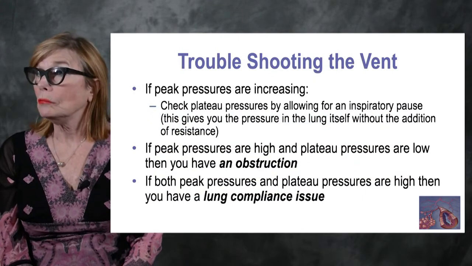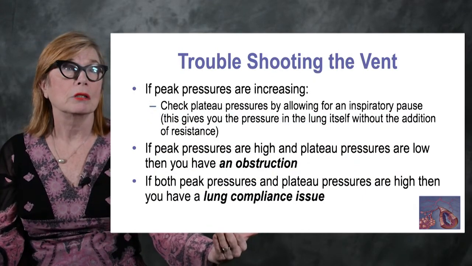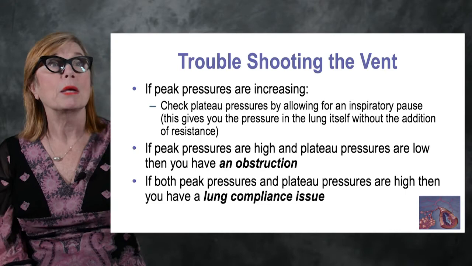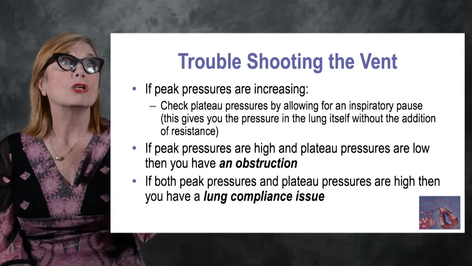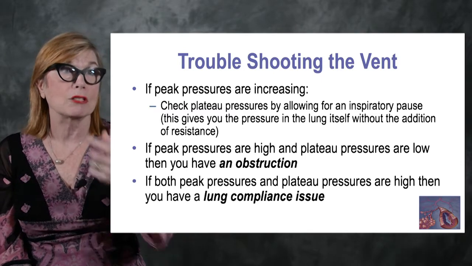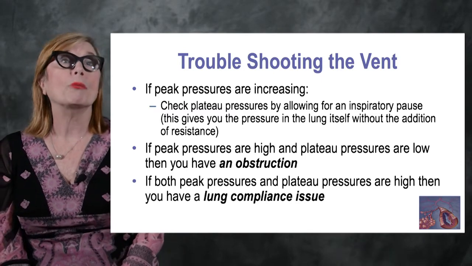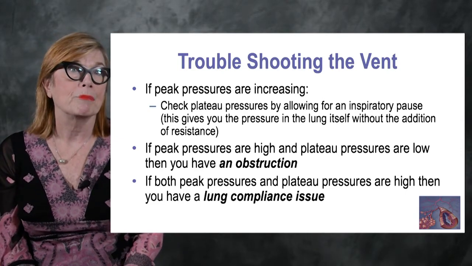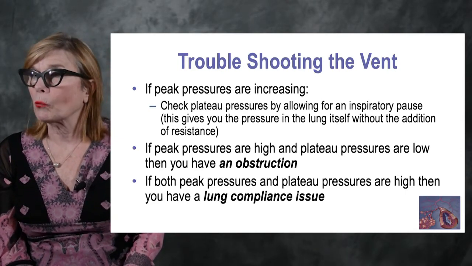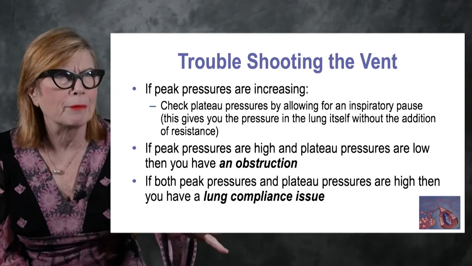So when we're thinking about the vent, we just want to remember, if peak pressures are high and plateau pressures are low, meaning less than 25, you have an obstruction to the flow of gas. You have resistance. If both peak and plateau are high, you have a lung compliance problem.